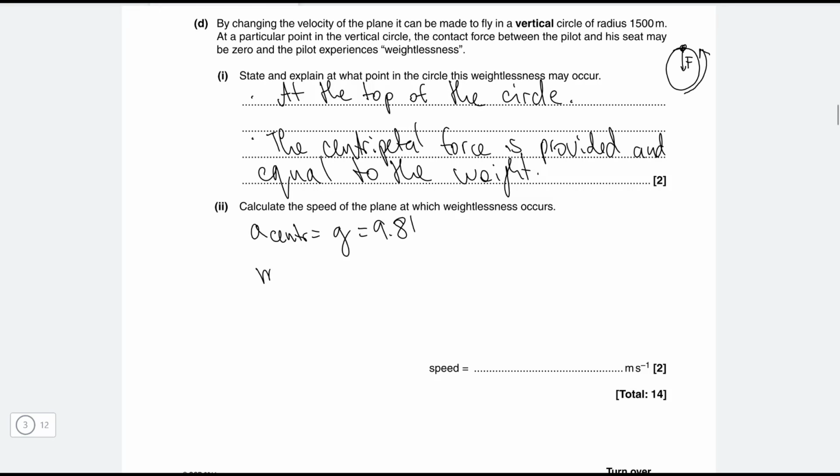Now the centripetal acceleration is just v squared over r, not mv squared over r, so let's just write that again. So v squared over r is going to equal 9.81, and we can just rearrange for v. So v will be the square root of 9.81 times the radius, which is 1,500. That's going to give us about 120 meters per second. Okay, on to the next question.